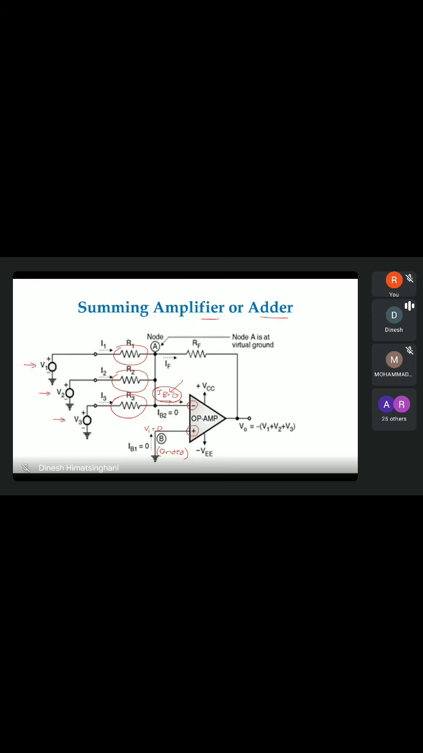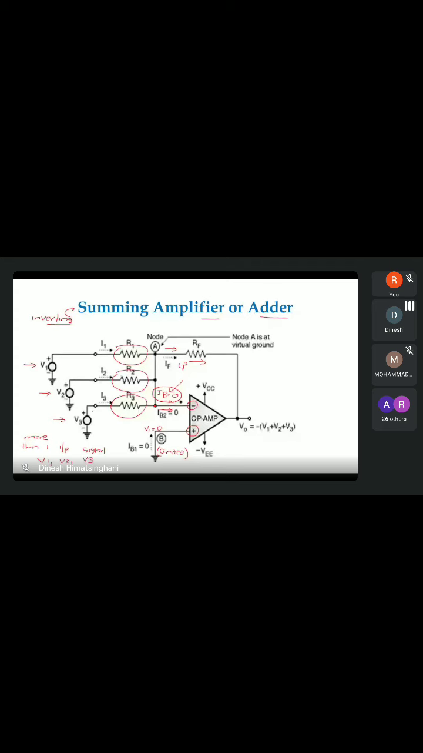So what happens at this junction is that part of the current flows here and part of the current is IF, which is your feedback current flowing through RF. Again, understand this circuit. I am working in the inverting mode. Your non-inverting terminal is grounded. Your inverting terminal has more than one input signal, V1, V2, and V3. In this case, I'm taking an example of three signals, V1, V2, V3.